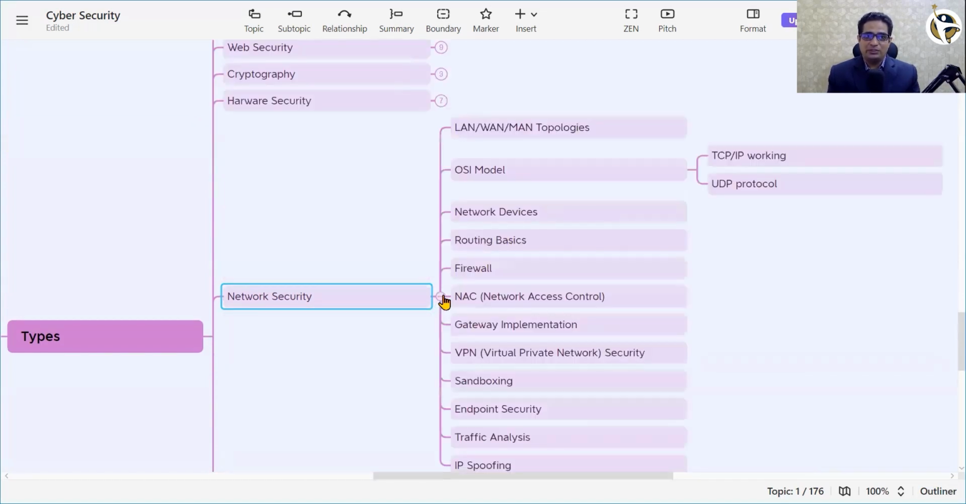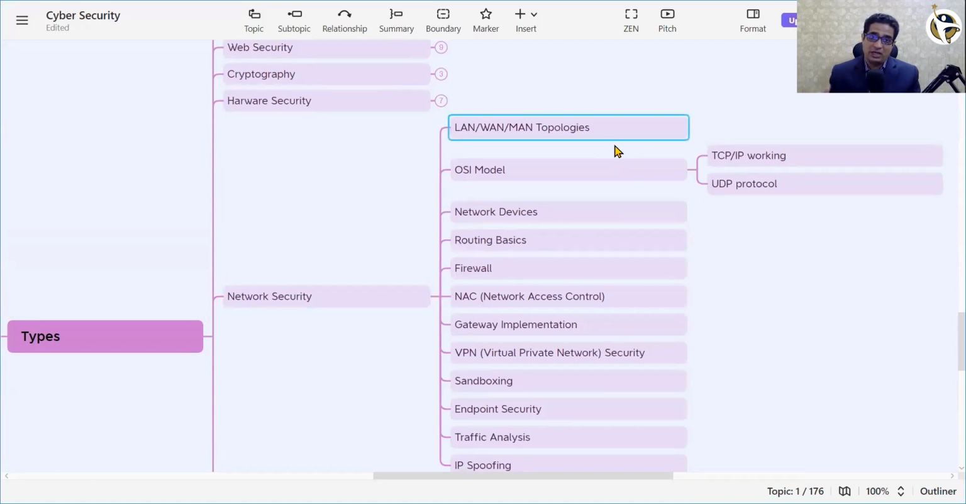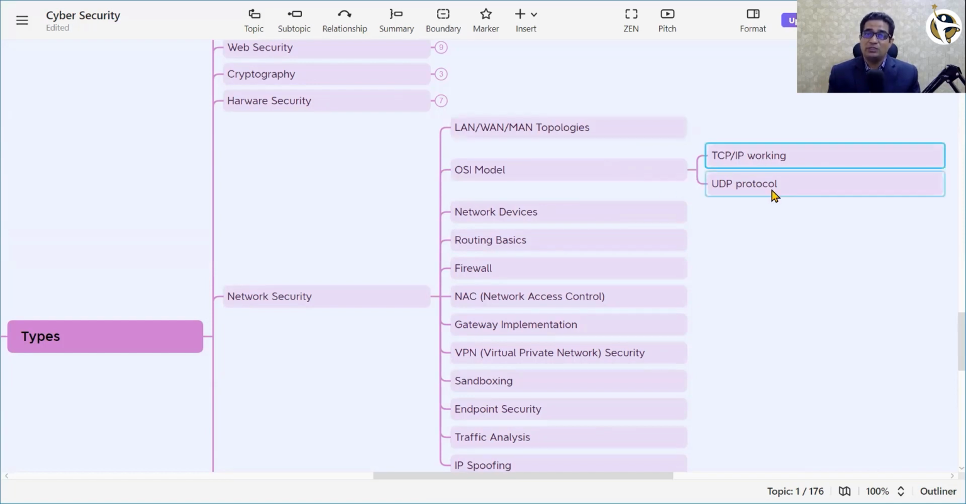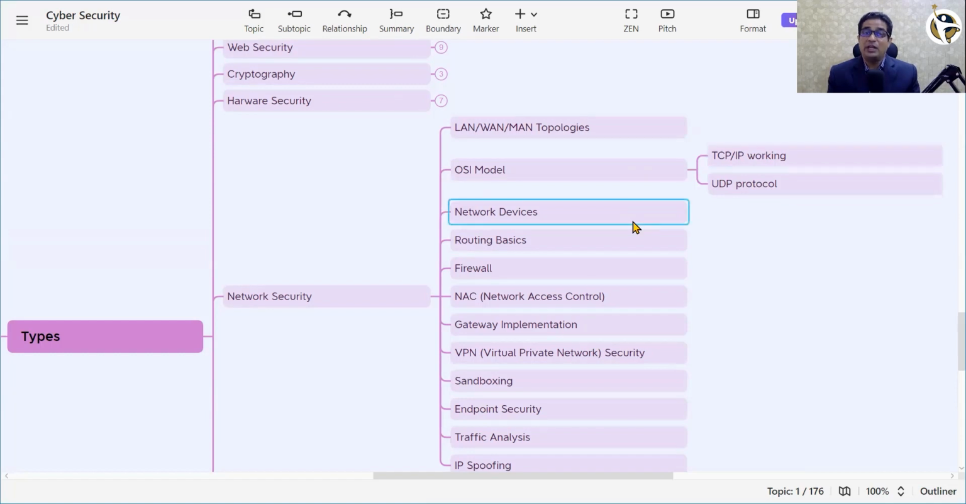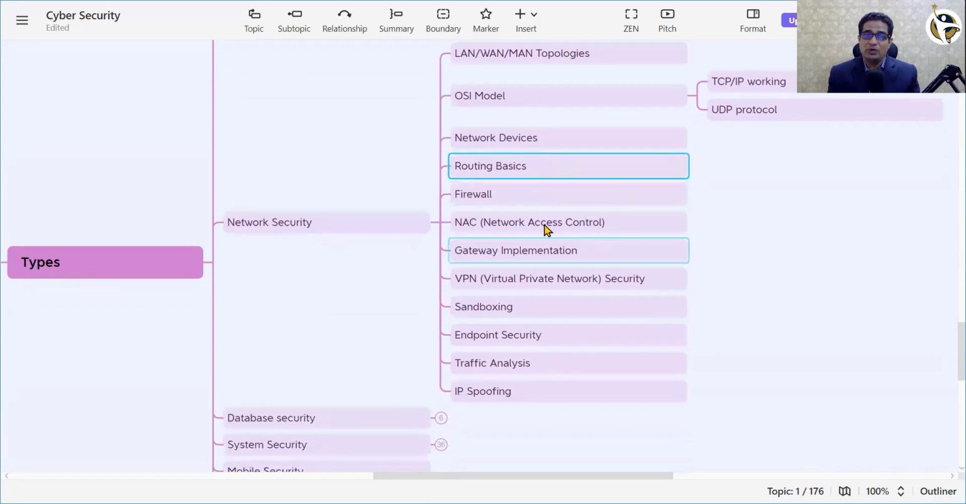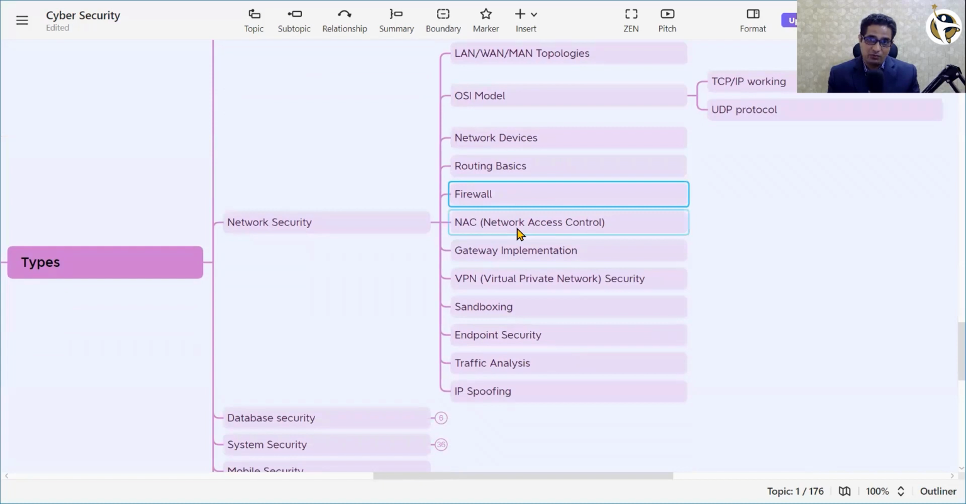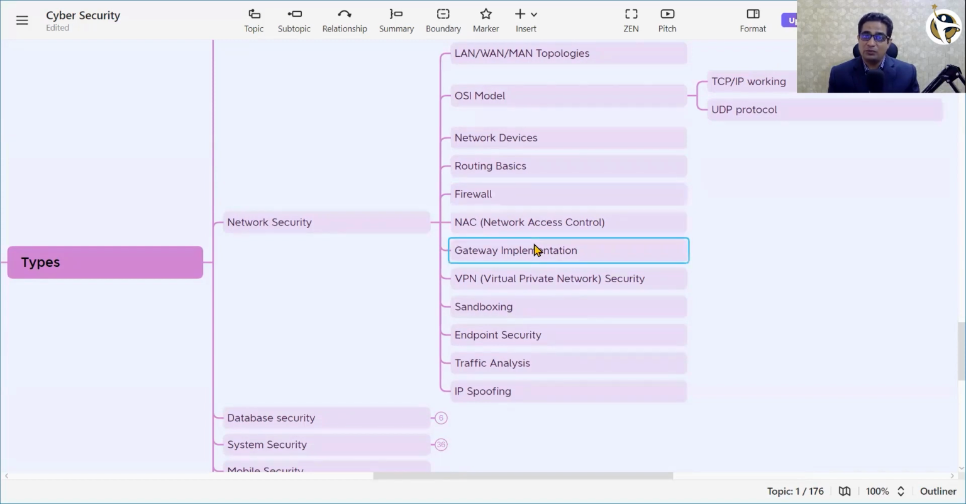Coming to the next part, which is network security. As part of network security, you need to know how the LAN, WAN, and MAN topologies work. Then the OSI model, how TCP/IP works, the UDP protocol, network devices, how routing works, and how a firewall is configured. Then in order to protect the network, we have NAC, network access control. How it is configured and how it works in the backend, all these things you need to know.